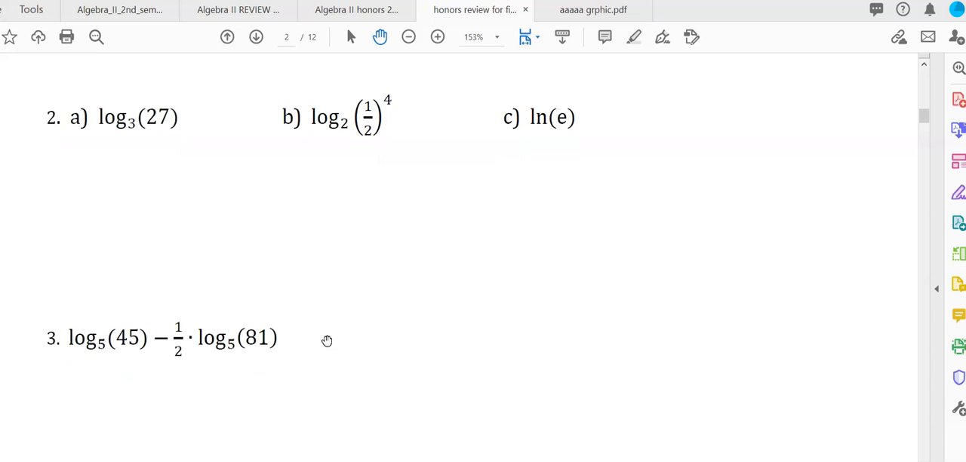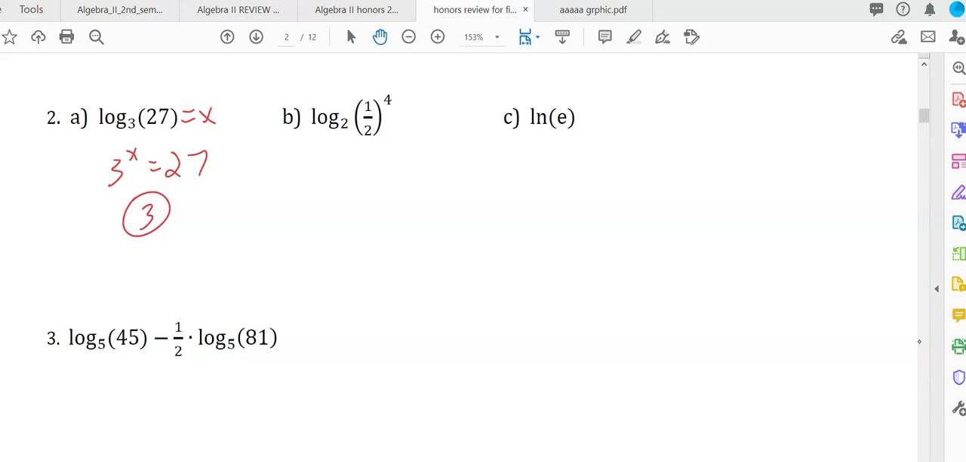Evaluate the expression. So you want to kind of simplify these. The way I do these is I usually put them in exponential form. So this would be 3 to the x equals 27. Hopefully you know that 3 to the third power is 27, so x is 3.